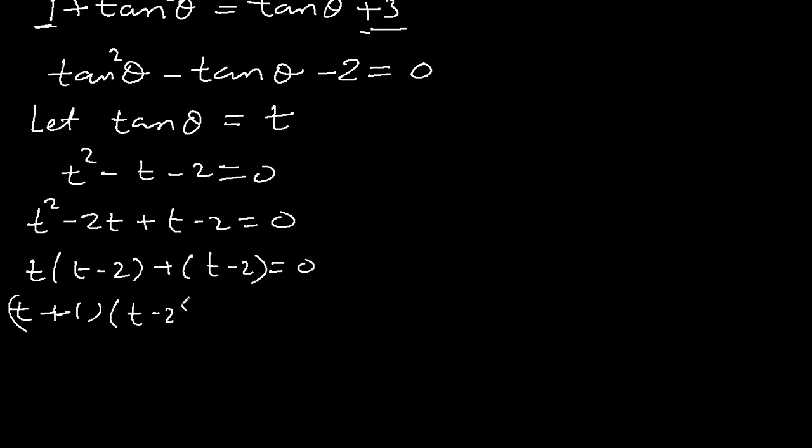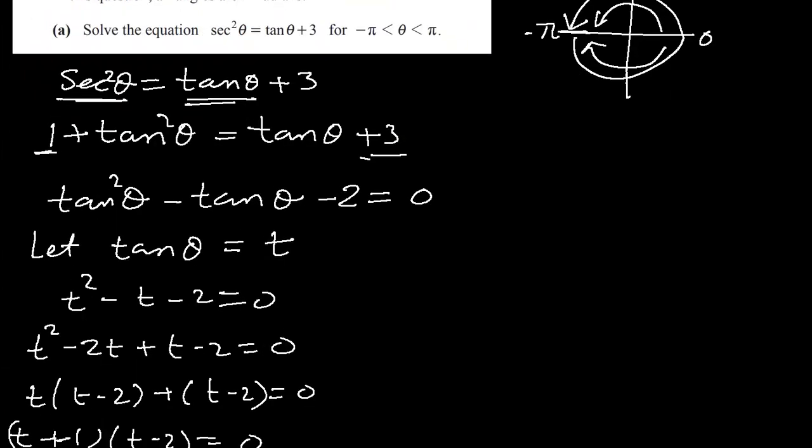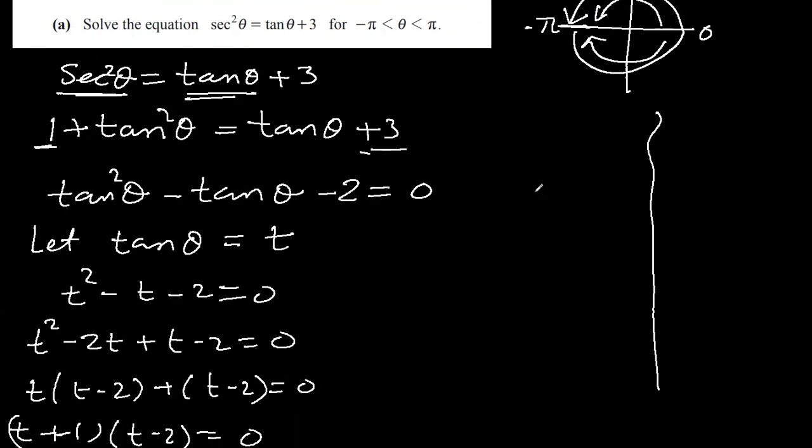Otherwise, factoring is good. So we got here t plus 1 equal to 0, which is t equal to minus 1. Here t minus 2 equal to 0, t is 2, and t was tan theta. So tan theta is minus 1 and positive 2. These are the two answers we have.